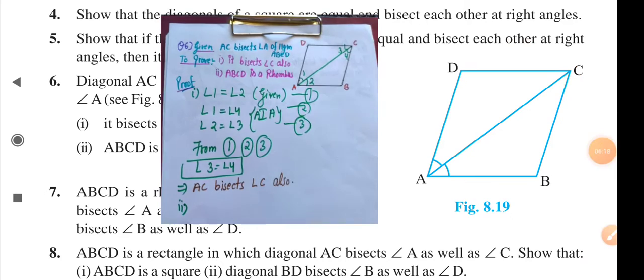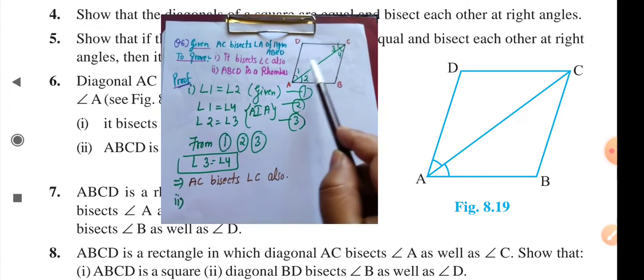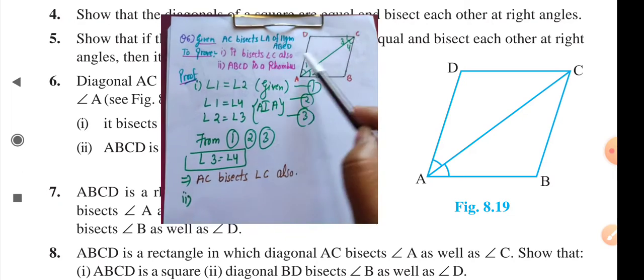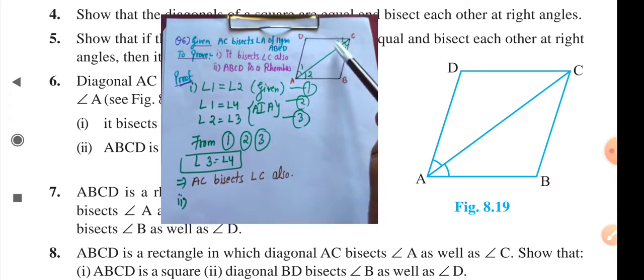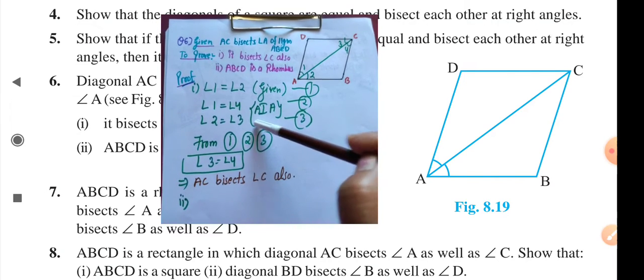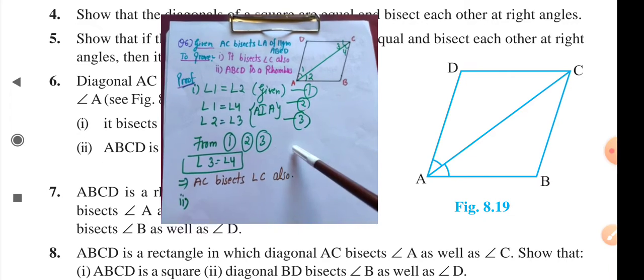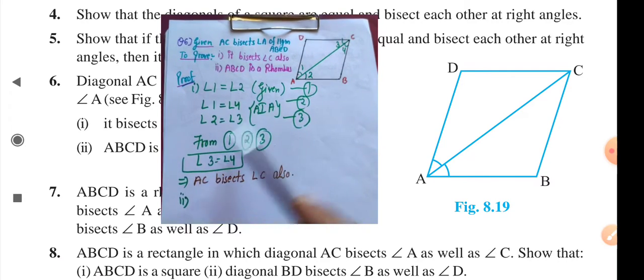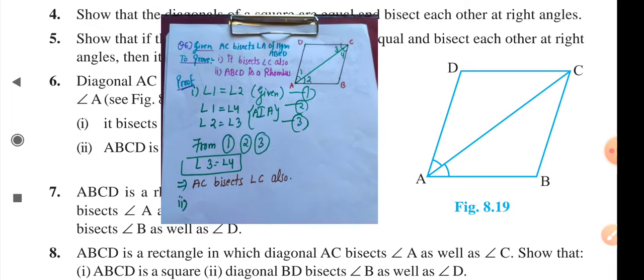You can see that I have solved this question for you. Angle 1 is equal to angle 2, given in the question. Angle 1 is equal to angle 4, alternate interior angles. Angle 2 is equal to angle 3, again alternate interior angles. From equations 1, 2, 3, angle 3 is equal to angle 4. Hence we can say that AC bisects angle C also.